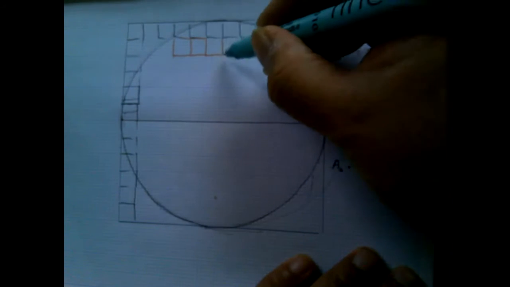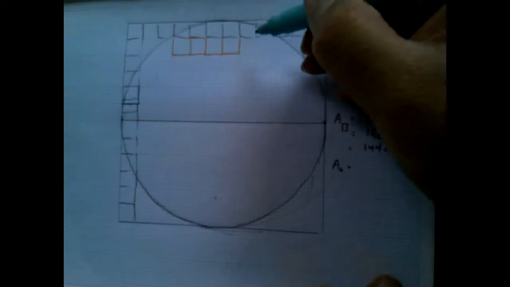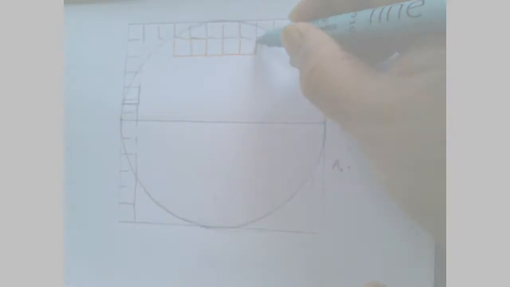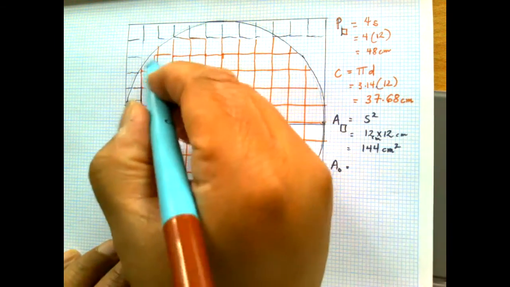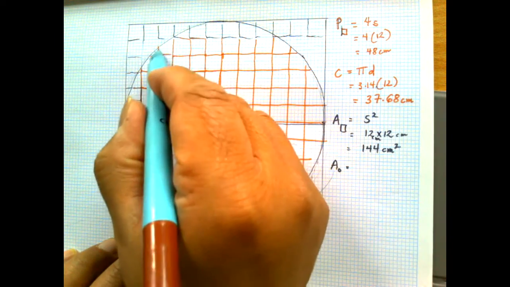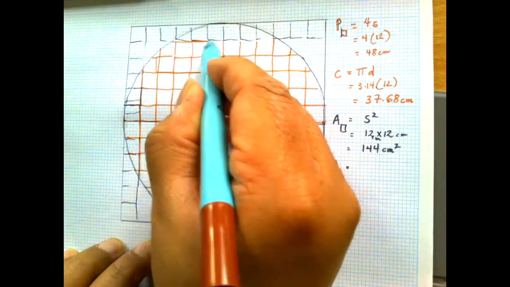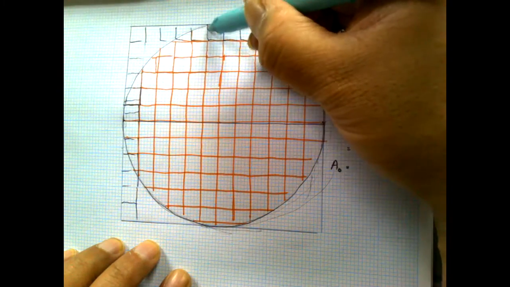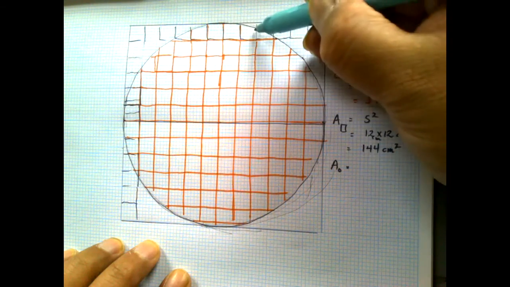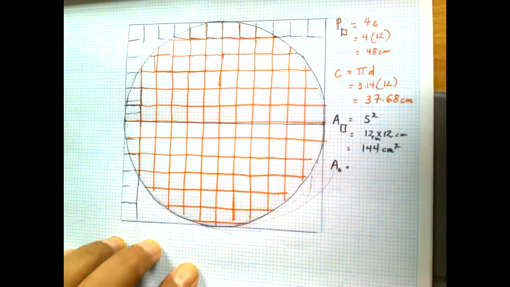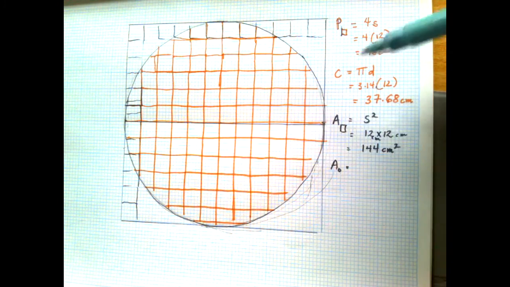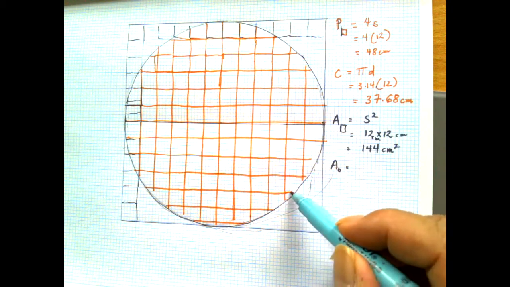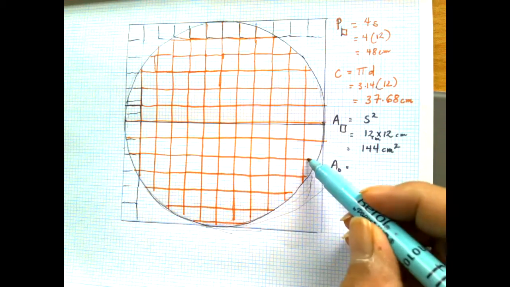So we draw all of this. Okay, very close to finishing drawing all the little squares inside the circle. And so in a way, how many squares are in the circle? That's really called the area of the circle.